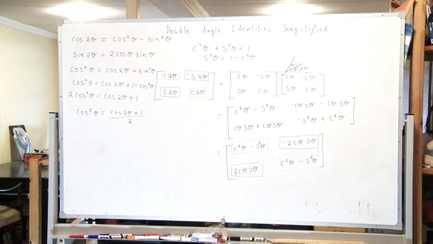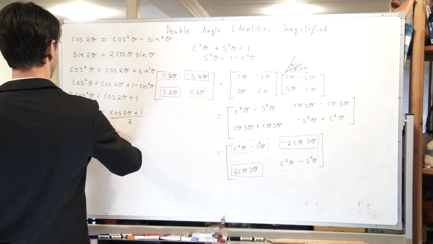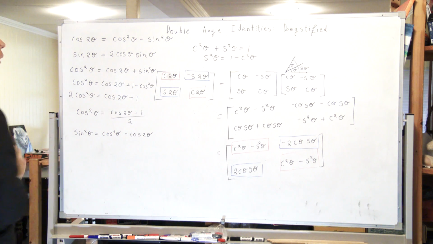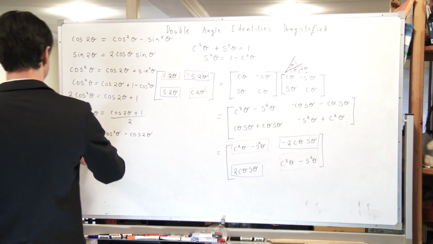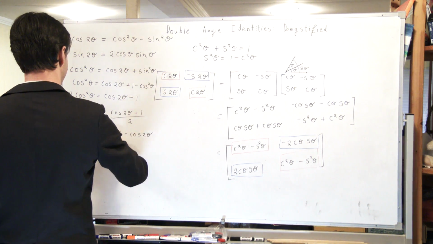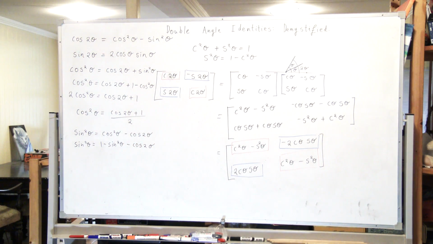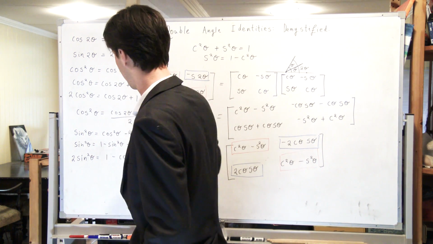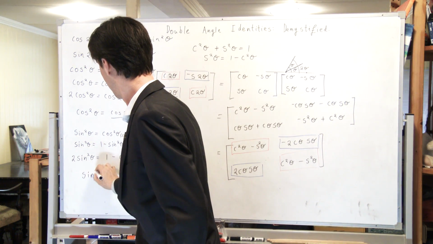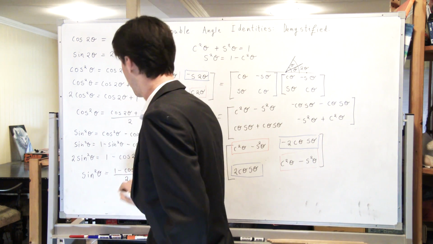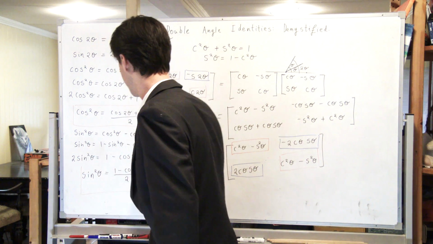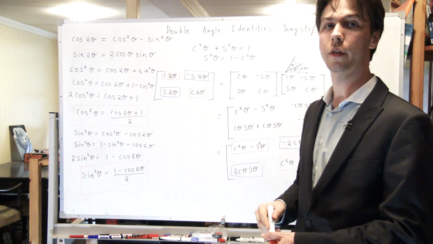And similarly, we can do the same sort of thing for sine squared theta. Now I'm going to write that cos squared theta would be 1 minus sine squared theta. So I'm going to substitute that in for cos squared theta. Okay, now add sine squared theta to both sides, and divide both sides by 2. So I've used the double angle identities to get some other expressions. These other expressions are really useful for integrating.